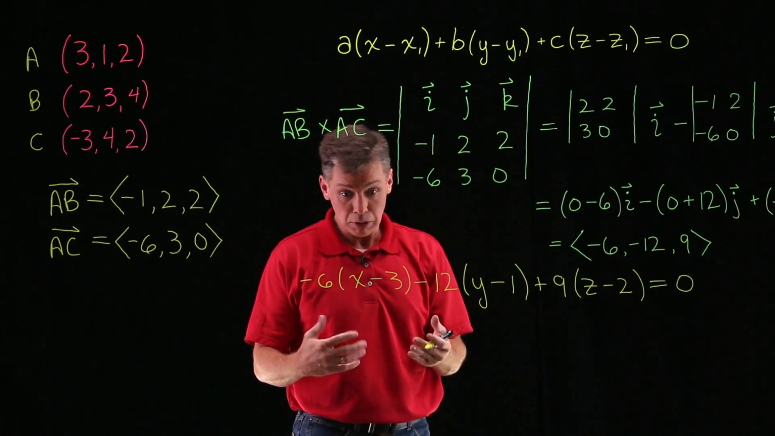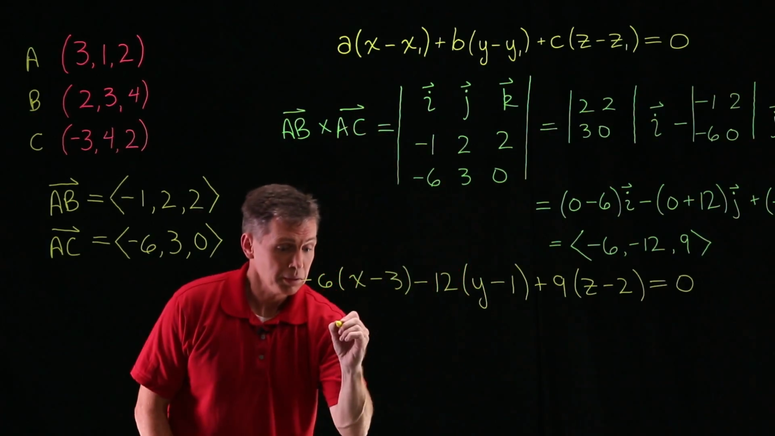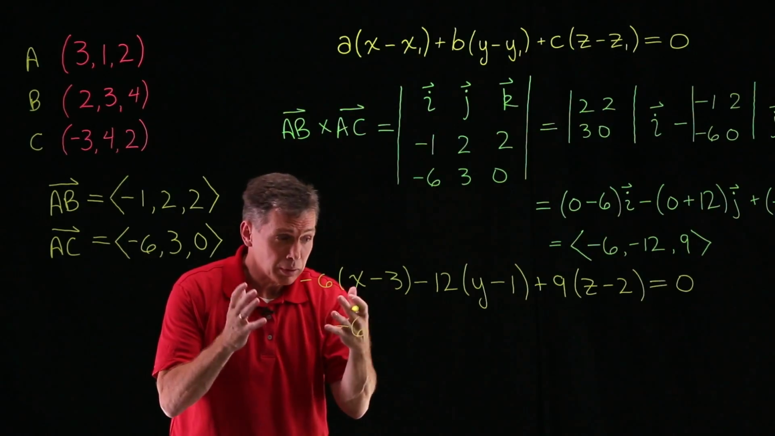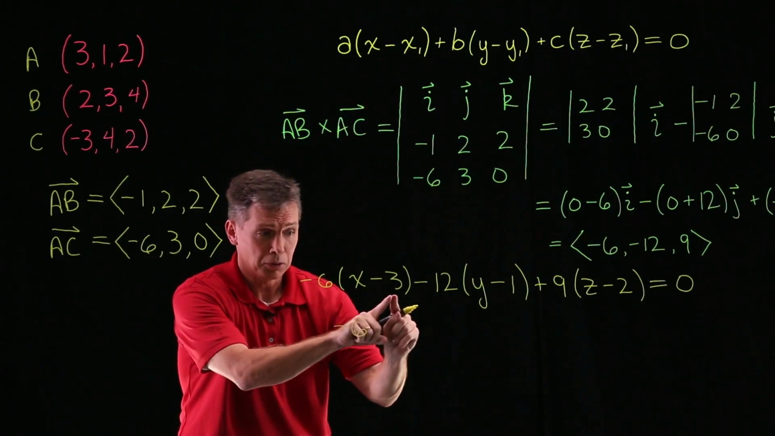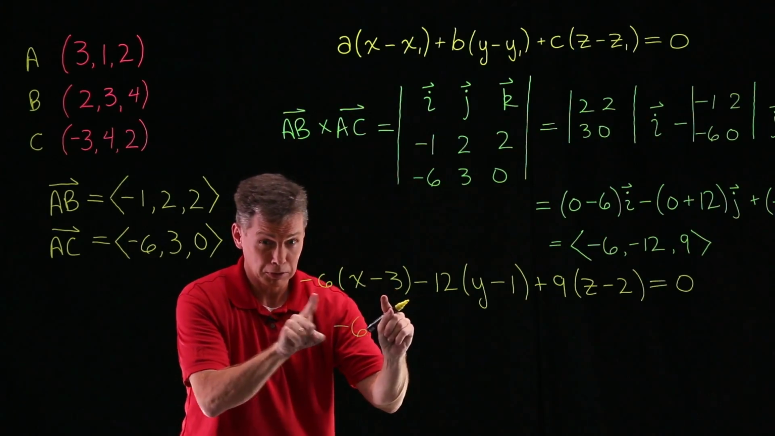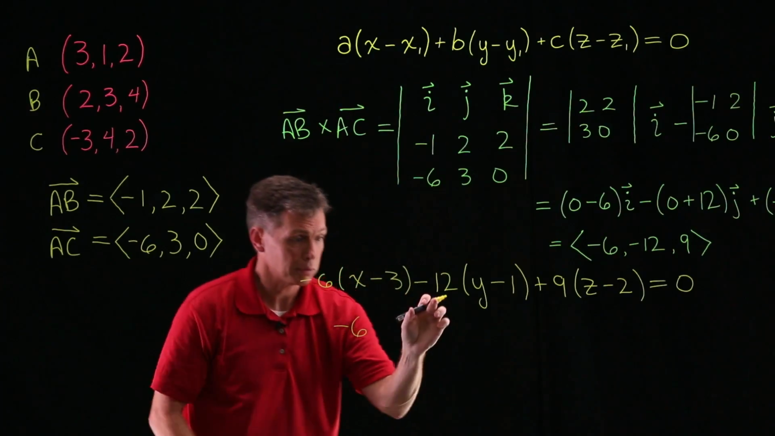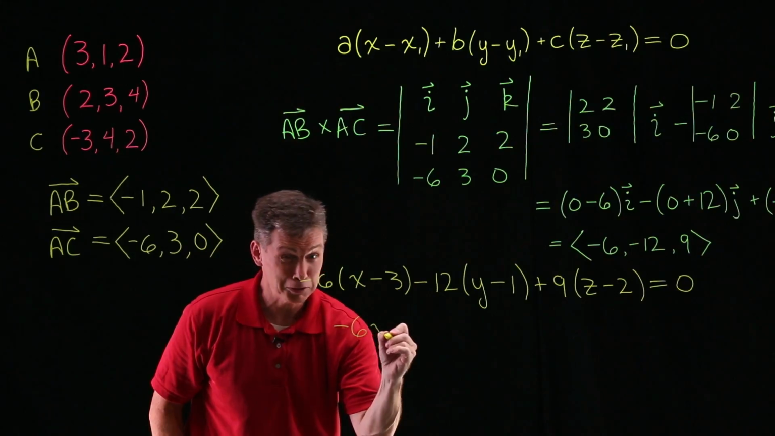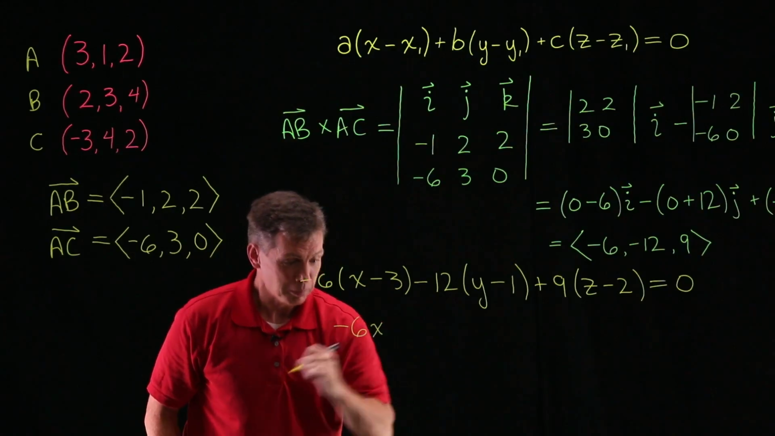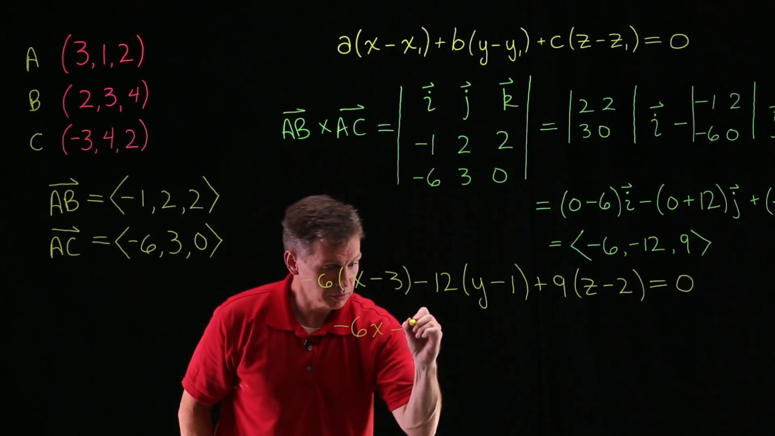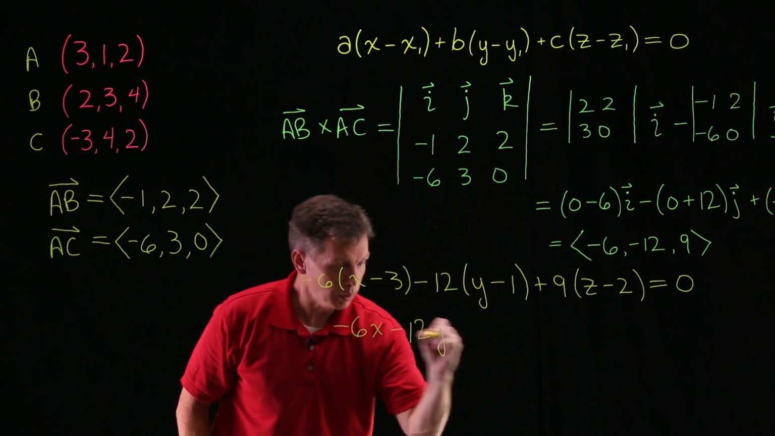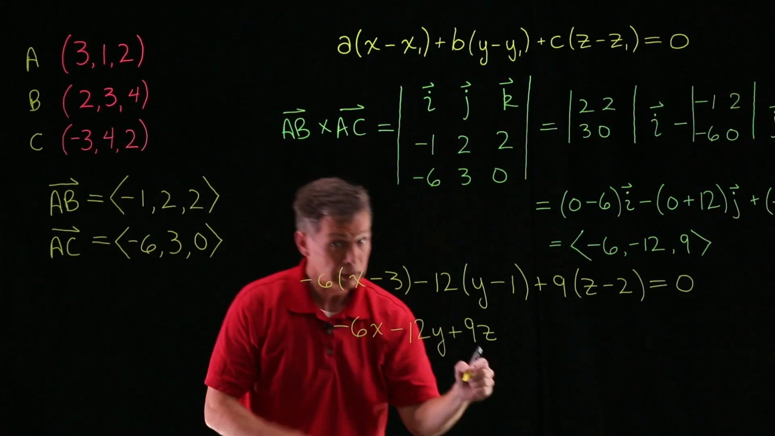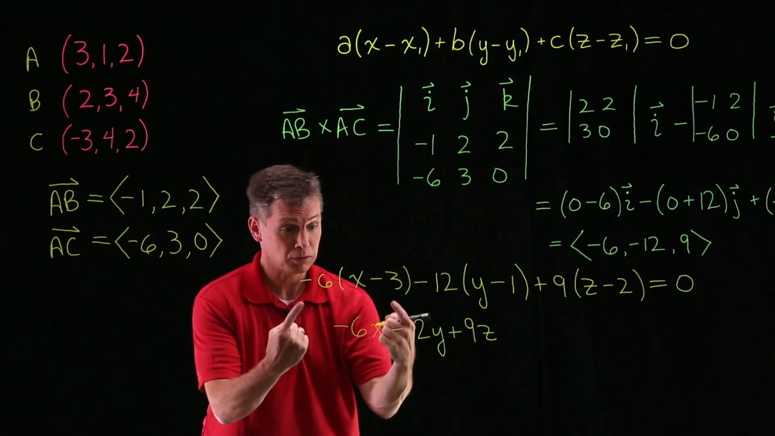And now I'm going to distribute, in a little bit of algebra here, minus 6. And as I distribute, I'm going to go ahead and group my variables together here. So I'll skip this minus 6 times the minus 3 for a second. And then minus 6x. I don't know if I said it, but I didn't write it down. Minus 6x, and then minus 12y plus 9z.